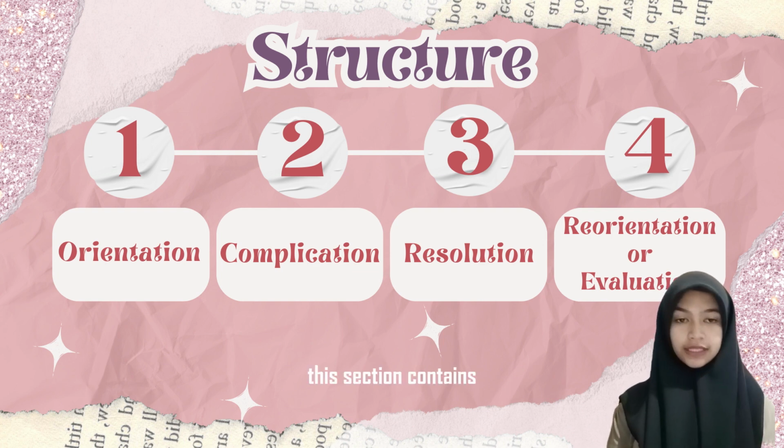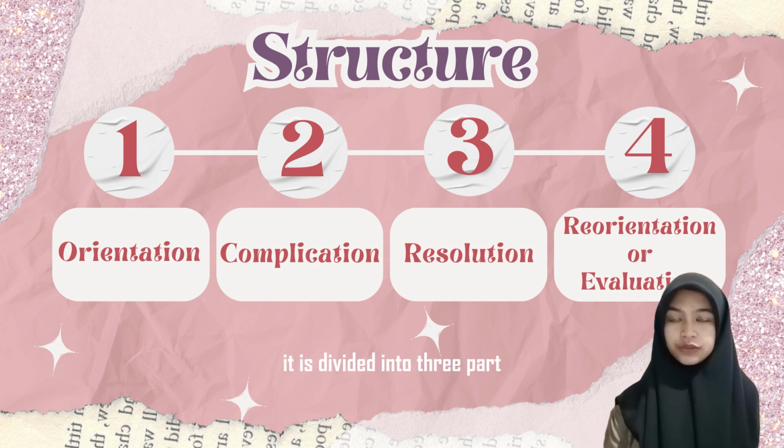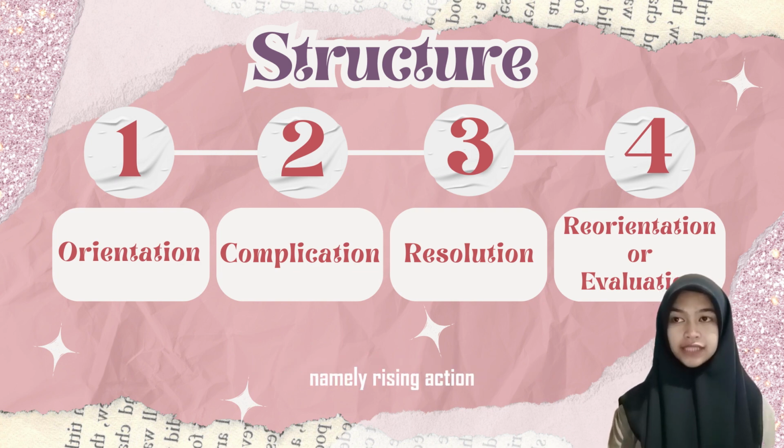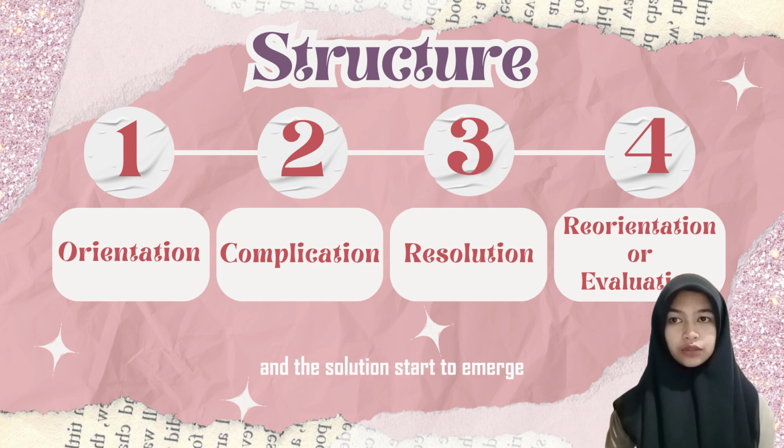This section contains the problem that occurs within a story. It is divided into three parts, namely, first, rising action, where the problem begins to emerge. Second, climax, the peak of the problem. And last one, falling action. The tension of the problem begins to decrease and the solution starts to emerge.